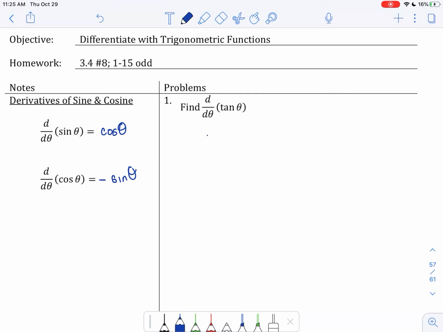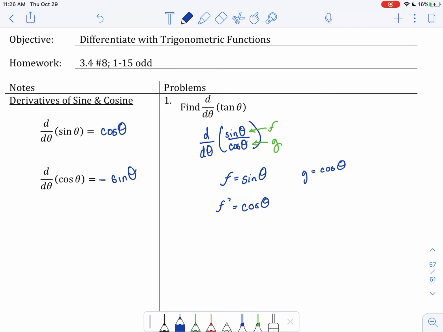So the way that I'm going to solve this is I'm going to rewrite this as d d theta of, instead of tangent, I'm going to write it in terms of sine and cosine. And now we have a quotient rule. So this is my f and my g. So then f is sine theta. G is cosine theta. We'll use the rules that I just did there, where f prime is equal to cosine of theta, and g prime is equal to negative sine of theta.